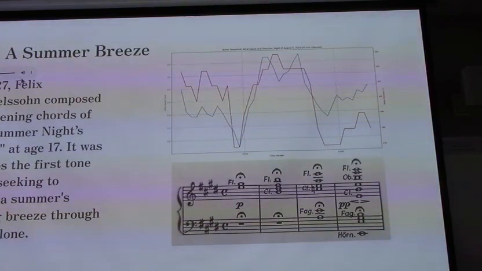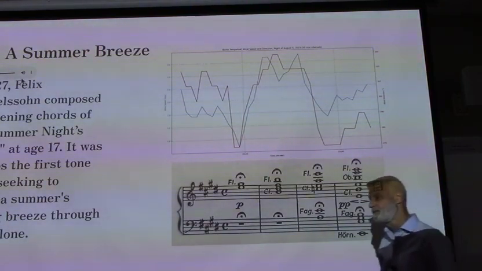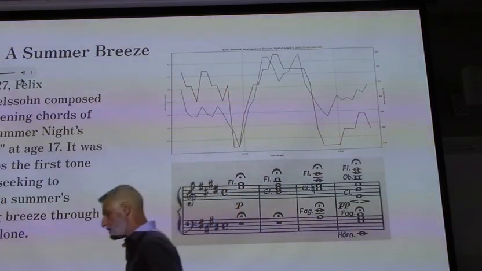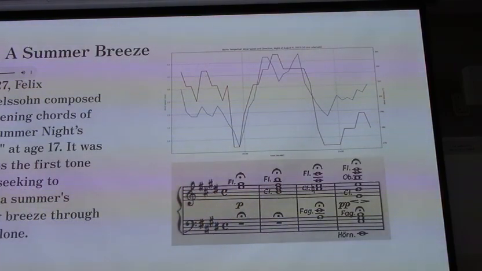These four chords open a wonderful composition, Midsummer Night's Dream, which is meant to be accompaniment to the famous play by Shakespeare. And Mendelssohn was 17 when he composed this. Most people did best work before age 25, so that's also something to consider. But what he did is he sat in his parents' garden, and he was thinking about this commission he had to make some music, and the summer breeze picked up.